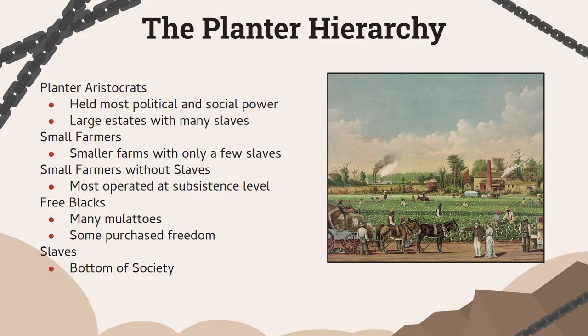Many were mulattoes, some purchased their freedom, some owned property, some even owned their own slaves. But many were also forbidden from things like education. Certain occupations were forbidden to blacks in the South as well. And then, of course, at the bottom of society were your slaves.